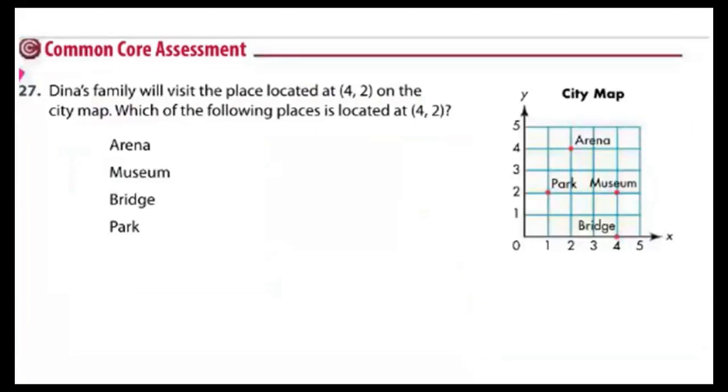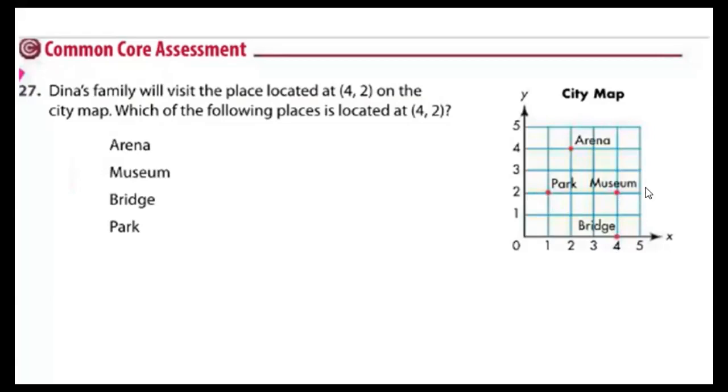Now the last one, on the same page, the last question, 780, question number 27, Common Core Assessment. The Hannes family will visit the place located at 4, 2 on the city map. Which of the following places is located at 4 and 2? 4 on X, 2 on Y, determined by the point of arena, museum, bridge, park. So where is 4 on X? Where is 2 on Y? Sure, the correct one is the museum.